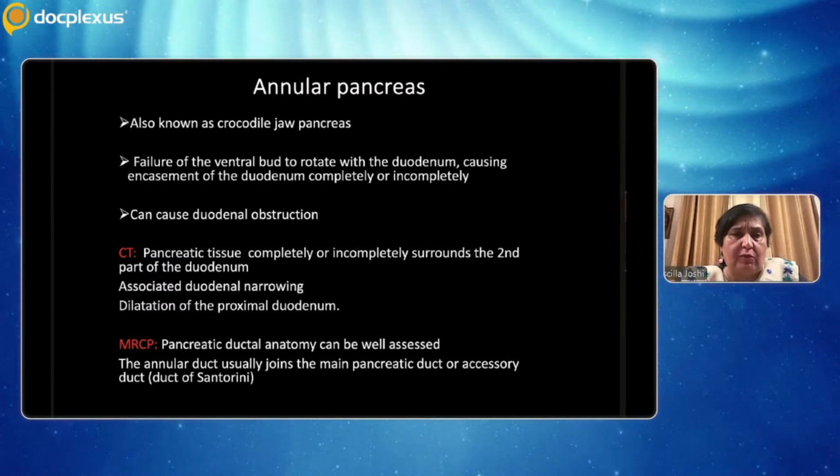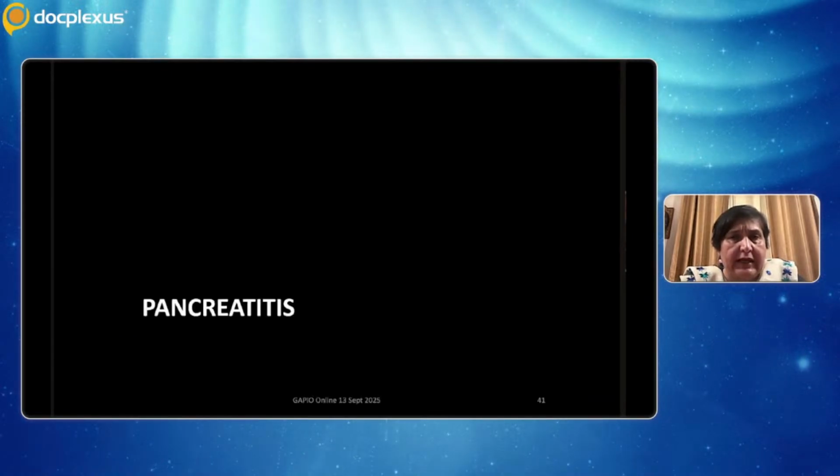It can cause duodenal obstruction. Like we saw, the pancreatic tissue completely or incompletely surrounds the duodenum. There is duodenal narrowing, dilatation of the proximal duodenum. On MRCP, you can see the pancreatic ductal anomaly.